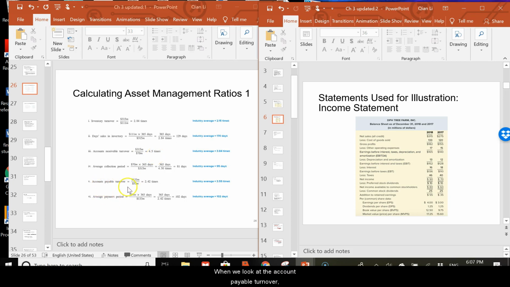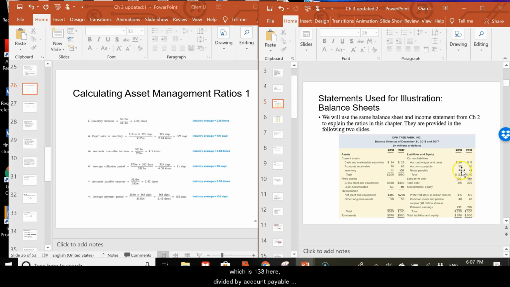When we look at the accounts payable turnover, we're using the cost of goods sold, which is 133 here, divided by accounts payable, which is 55 here. So that's how we got 2.42. Again, sometimes you may use the sales amount in the numerator divided by the 55 million accounts payable. So either way is actually okay. Whether you need to use sales or the cost of goods sold, I will let you know clearly in the exam question. So then you will just do the calculation accordingly.